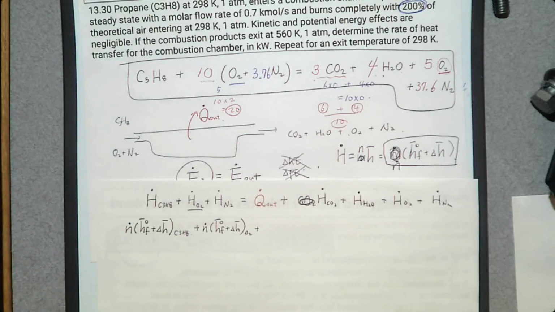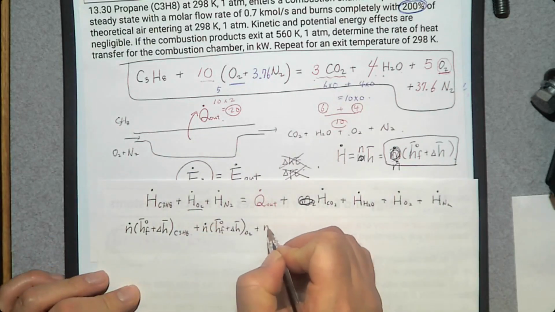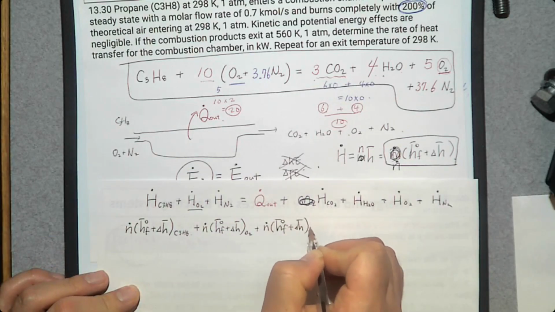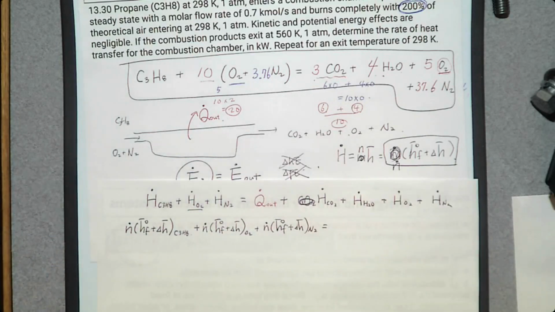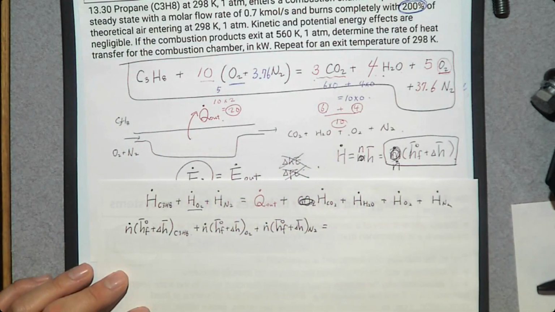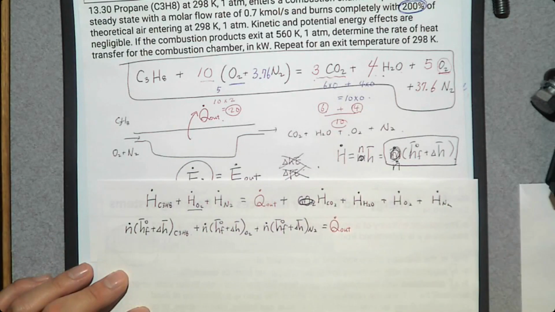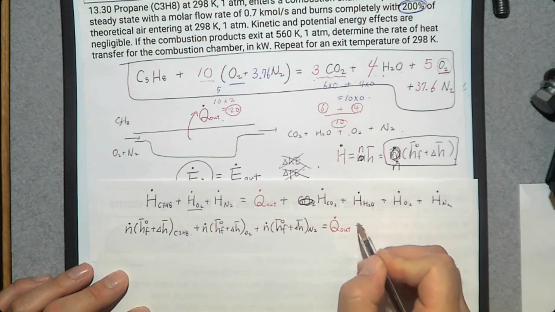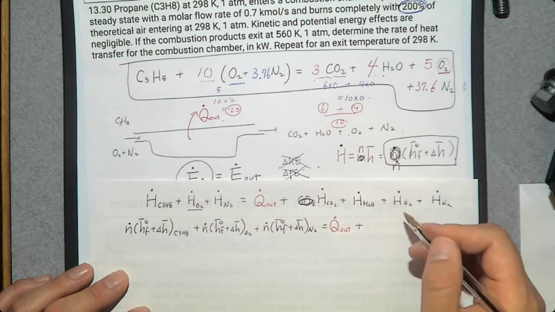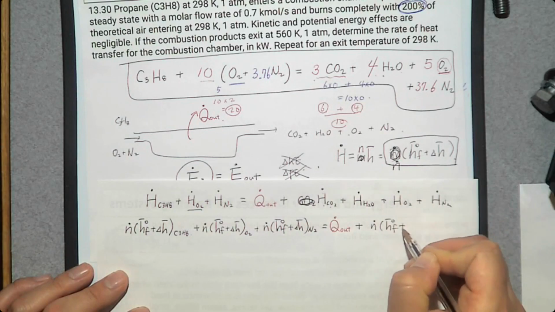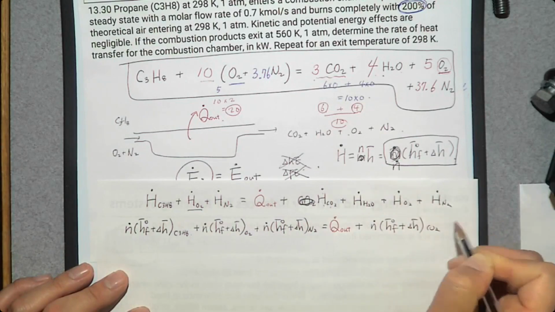And we know what comes next for nitrogen. N dot, the enthalpy of formation plus delta H bar. This is for nitrogen. And this red one, the rate of heat transfer, I'm going to use this red. Q dot out, this is what we want to determine. And we have H dot for carbon dioxide. So it's going to be N dot, the enthalpy of formation plus delta H bar. This is for carbon dioxide.